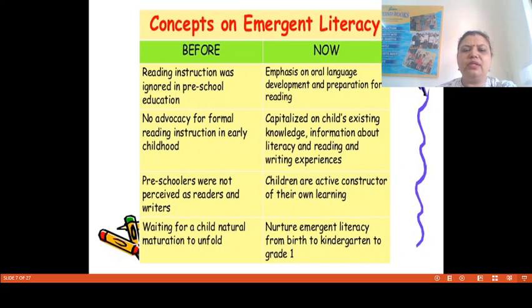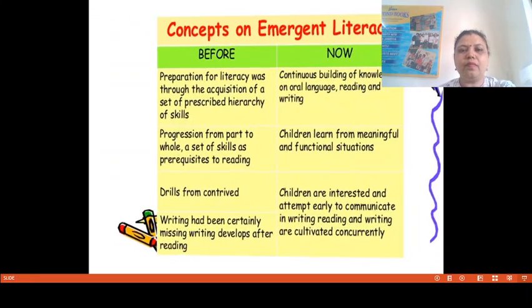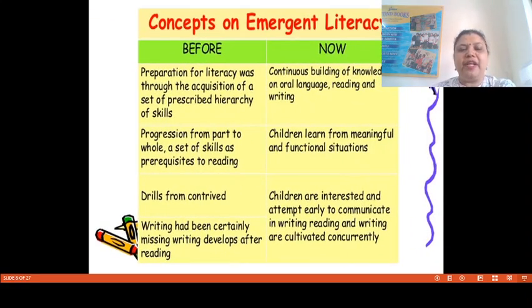Before, preschoolers were not perceived as readers and writers. But now children are active constructors of their own learning. Instead of waiting for a child's natural maturation to unfold, literacy is nurtured through emergent literacy from birth to kindergarten to grade 1. Before, preparation for literacy was through the acquisition of a set of prescribed hierarchy of skills. But now there is continuous building of knowledge on oral language, reading, and writing.